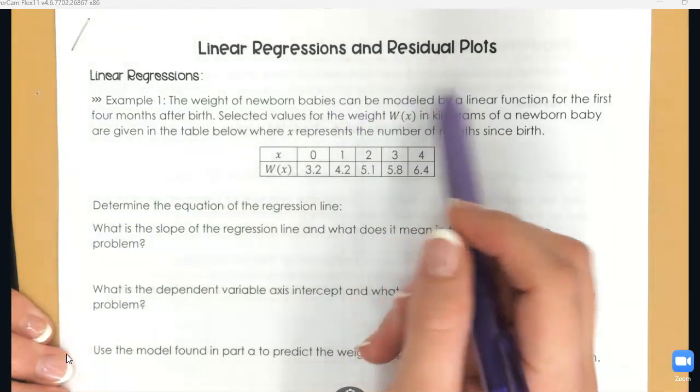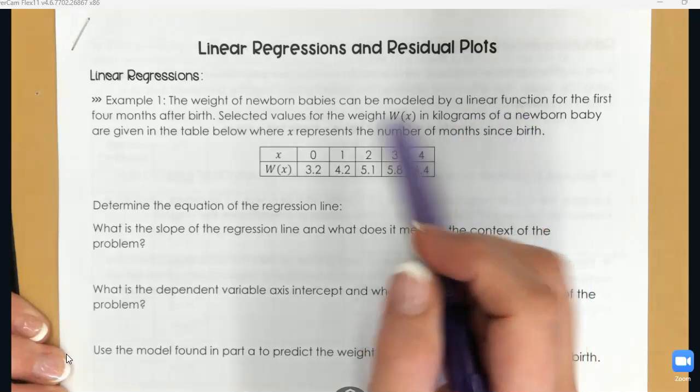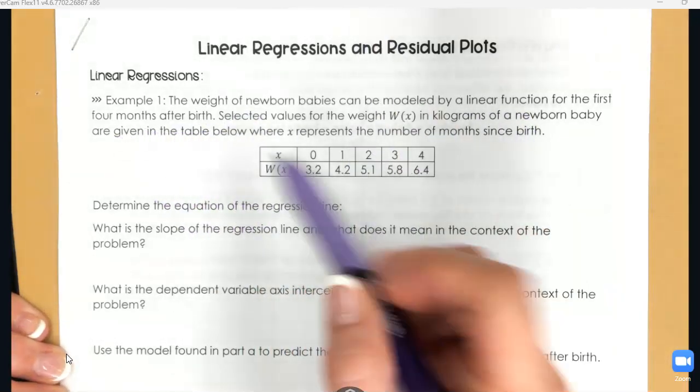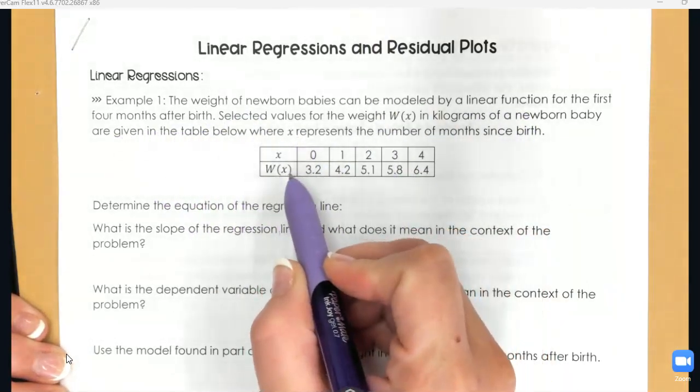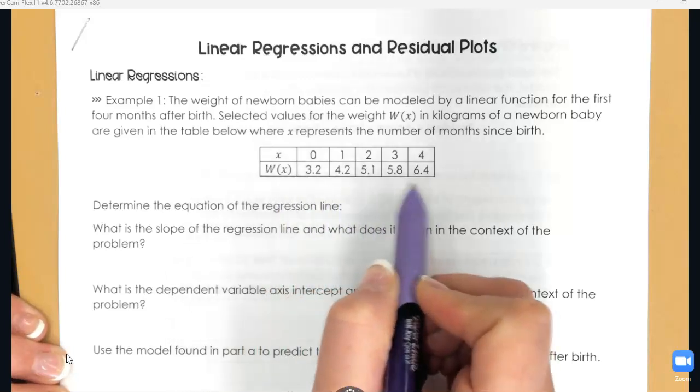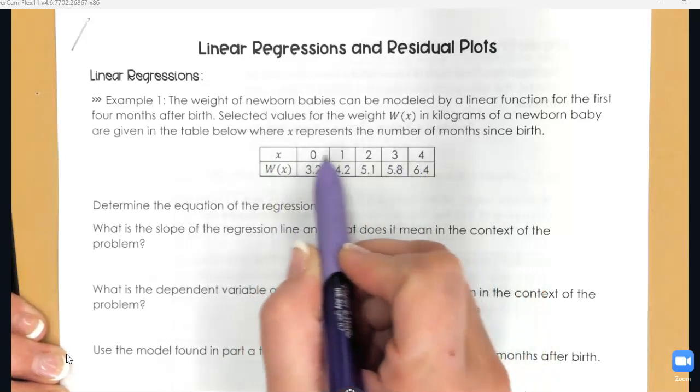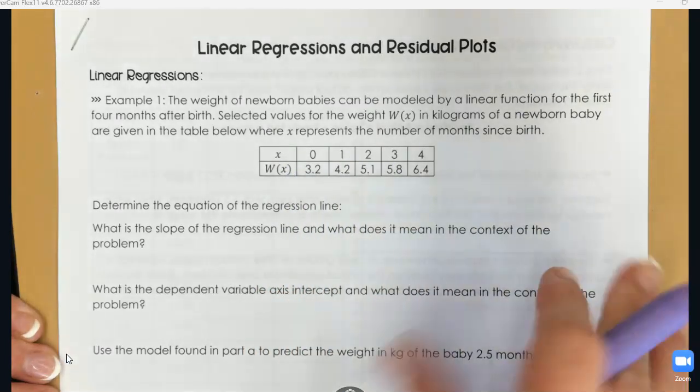So for this first example, we've got the weight of babies modeled by a linear function for the first 4 months after birth. So we've got these values where W of X, or our Y values, are the weight in kilograms, and our X values are the age in months since the birth of the baby.